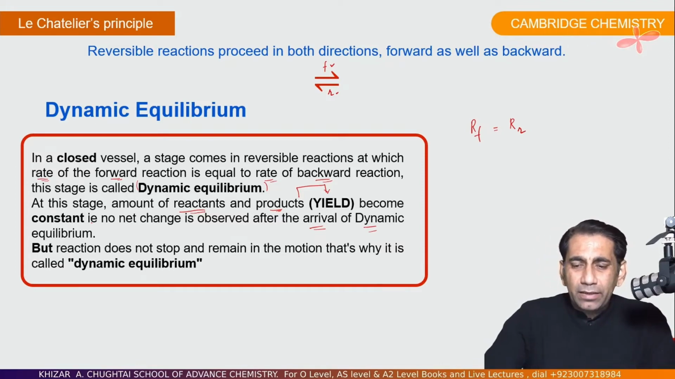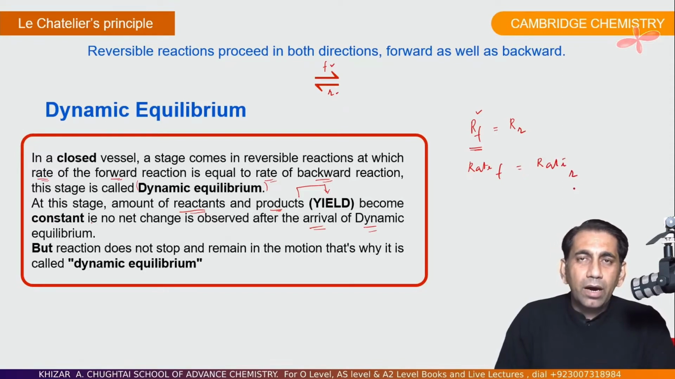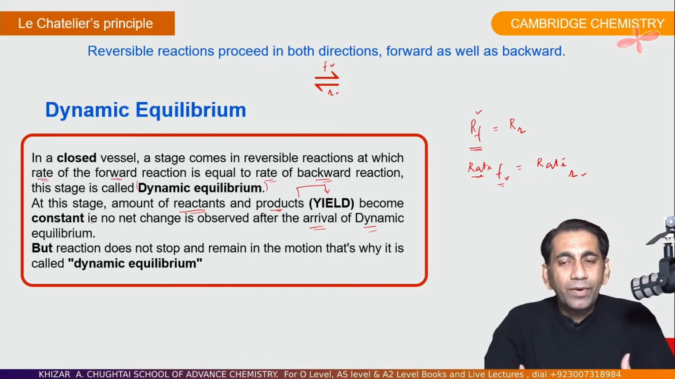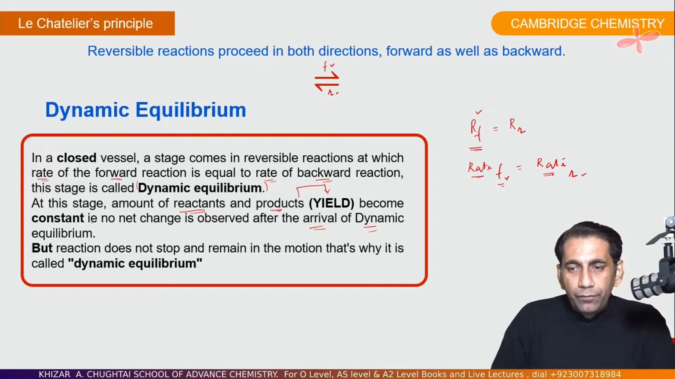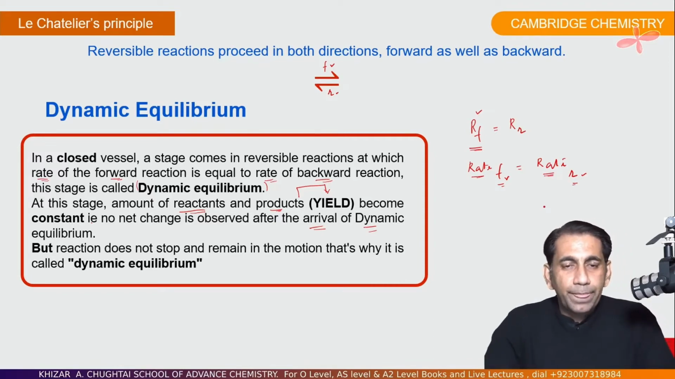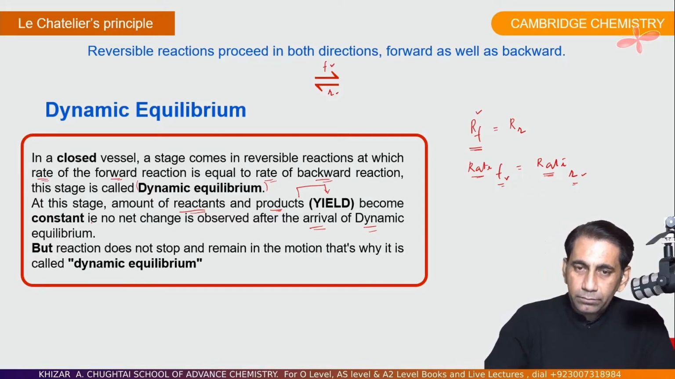It is equilibrium in the sense that the rate of the forward reaction is equal to the rate of the reverse or backward reaction. The magnitude of the rate of the forward reaction becomes equal to the magnitude of the rate of the reverse reaction. This stage is said to be dynamic equilibrium in a reversible reaction.